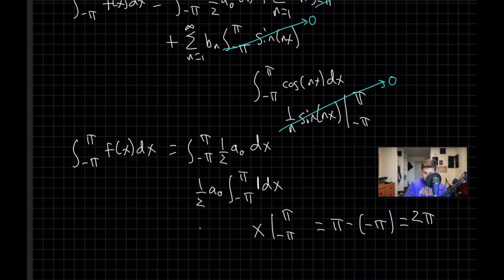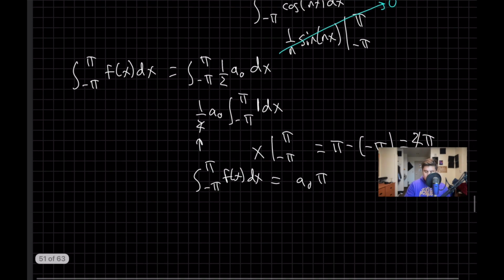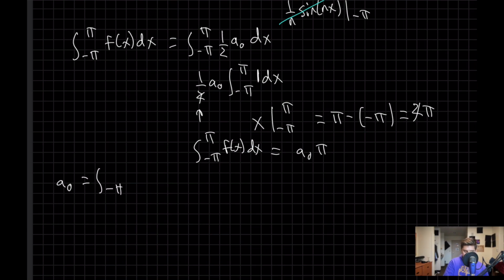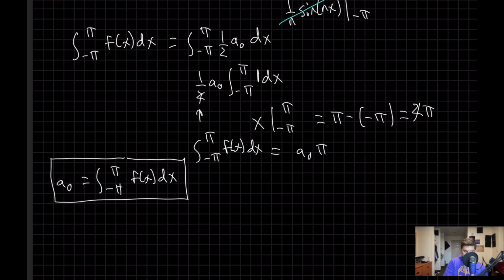And then remember we have this 1/2 out here. The 2's cancel, and we're left with a naught pi equal to the integral from negative pi to pi of f of x dx. Now we can divide by pi on both sides, and we have an expression that always works for solving for a naught: a naught equals 1 over pi times the integral from negative pi to pi of f of x dx.